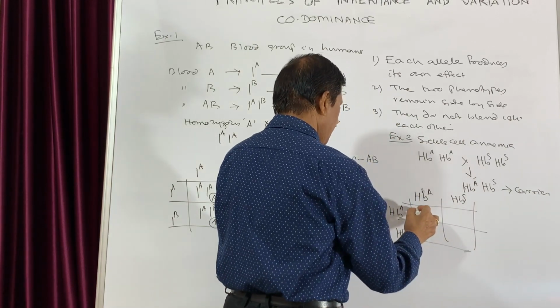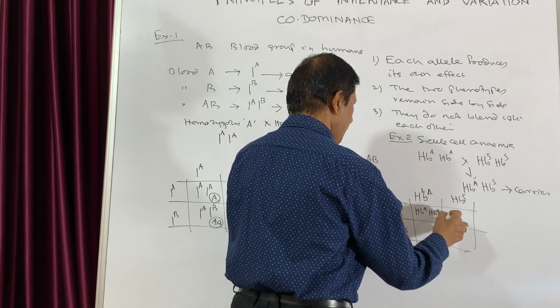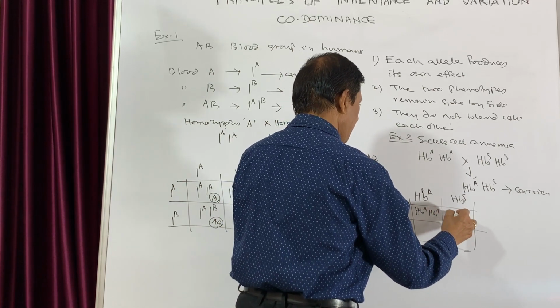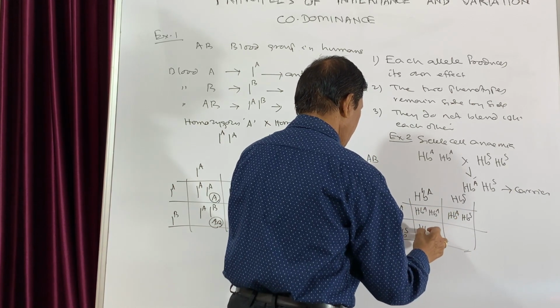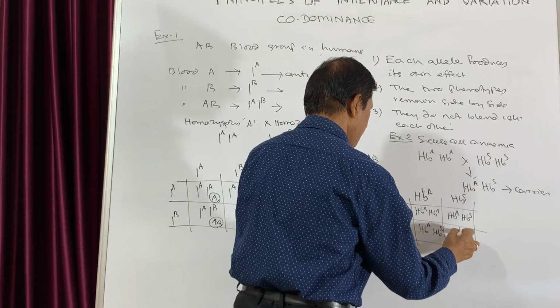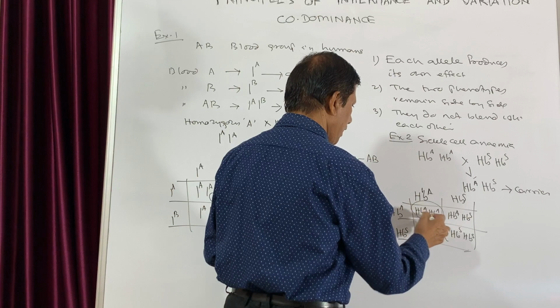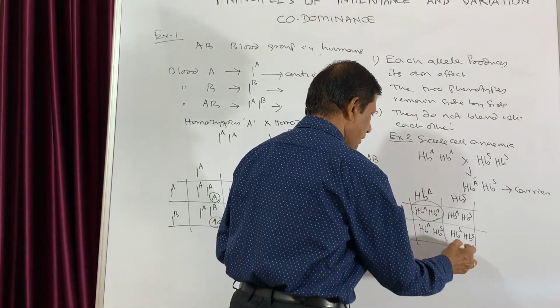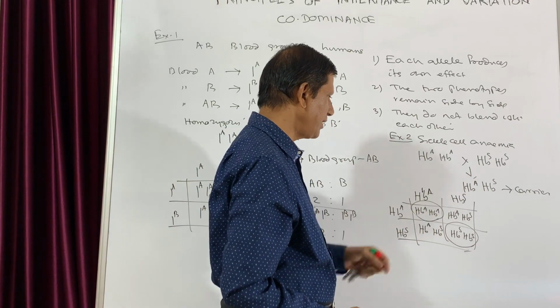Now see, this one is HbA HbA. This will be HbA HbS. This one will be HbA HbS. And this will be HbS HbS. That means this person is normal. This person is a sufferer from sickle cell anemia, while these two are carriers.